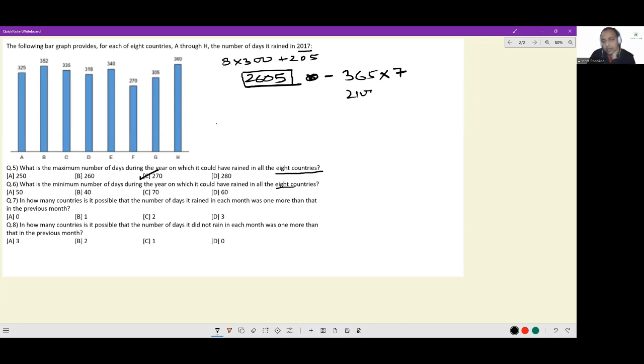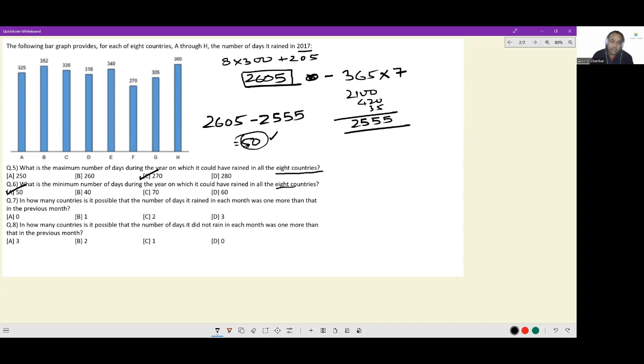300 into 7 gives me 2100. 60 into 7 gives me 420, and then 35. So I add it up. I should get 2555. So after 2605 cumulative days on which it rained in all the 8 nations, if it rained in 7 countries on all the days, 2555 counts would be taken care of, but there would still be 50 counts left, which we have to allocate. Whenever we allocate these 50 counts anywhere on that day, all the 8 nations would be having rain. So the answer to this question is option A, 50.